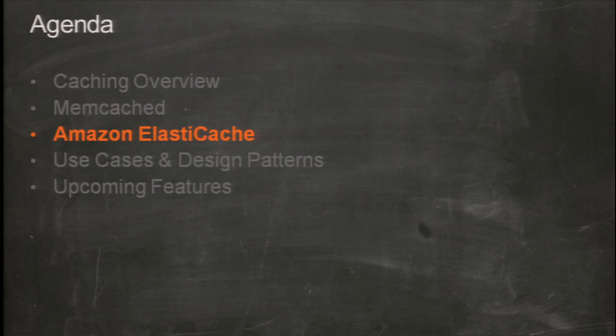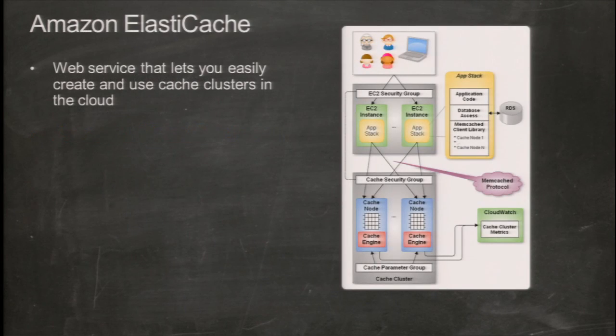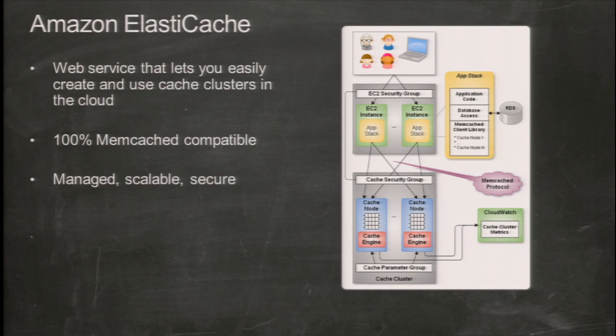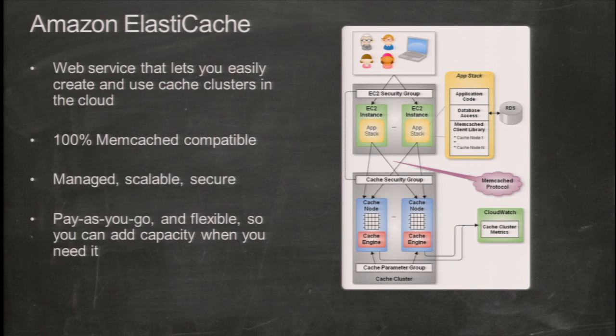So ElastiCache. ElastiCache is a fully managed web service that allows you to create Memcached compatible cache clusters in the cloud. And it's a pay-as-you-go system, as with all AWS services, designed to allow you to scale up as you need, pay as you grow.